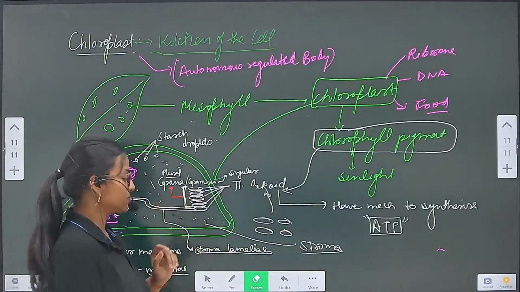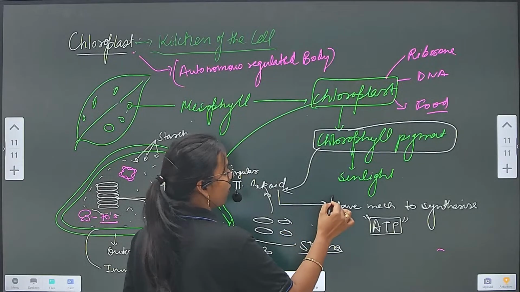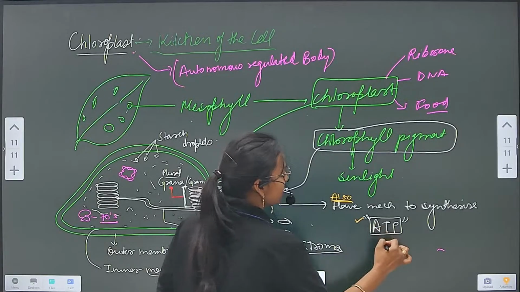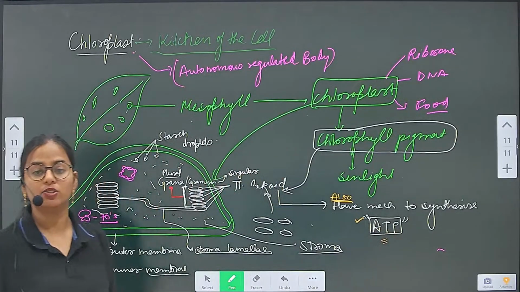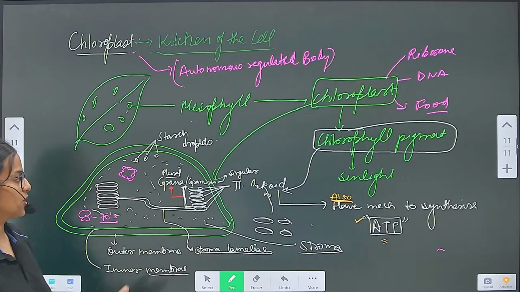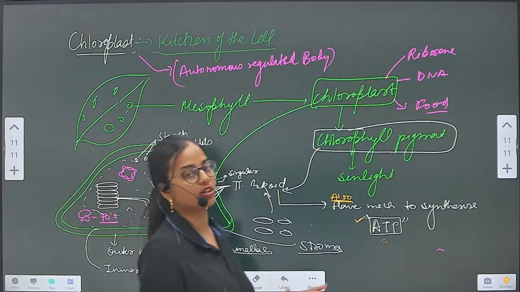So that is why I have written it separately, that they also have a mechanism to synthesize ATP similar to that of mitochondria. Okay, that's all about the chloroplast. Now we can proceed further. We will be sharing the slide with you so that you can note it or add it to your notes.